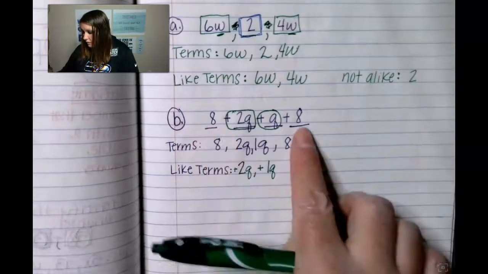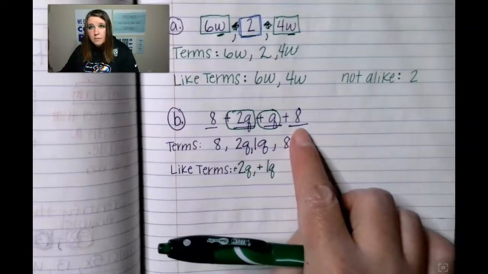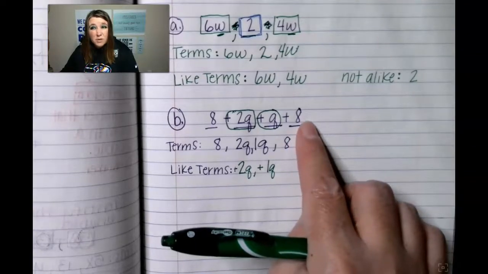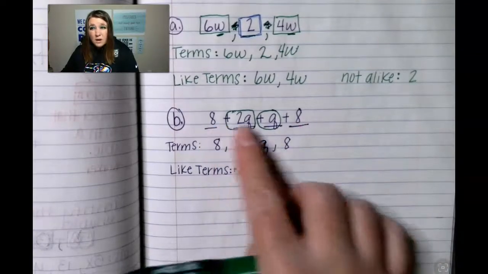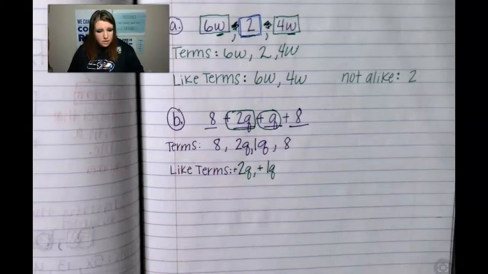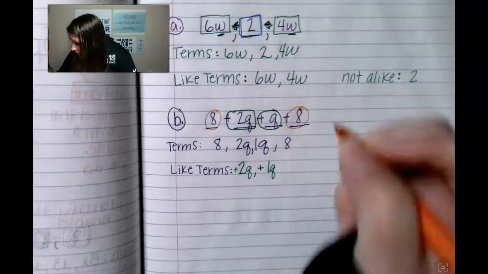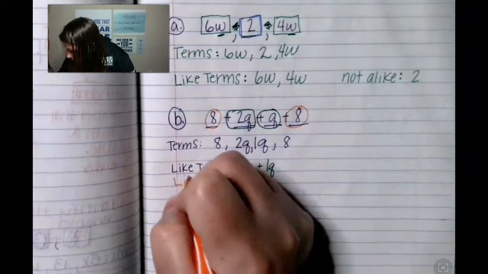But look, those are the same. They're both constants. Even though they don't have a variable, they both are just a plain old number. So those are also like terms. So we actually have two sets of like terms here.